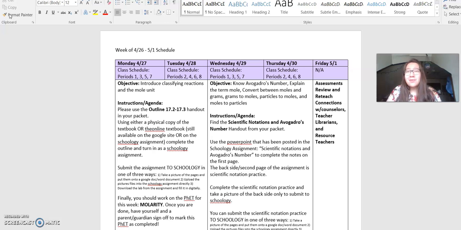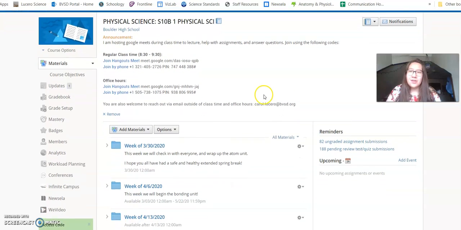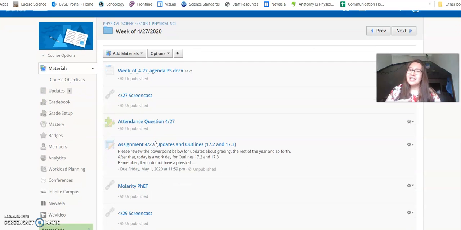The big thing that you're going to be doing in terms of turning stuff in is a Schoology assignment, but I also have some updates that I want to walk you through along with that. So let's go into Schoology and see what that looks like, and we'll walk through those updates together. So we're going to scroll all the way down to the week of April 27th. Obviously, as I record this, things are unpublished, but everything should be fine when you're accessing this.